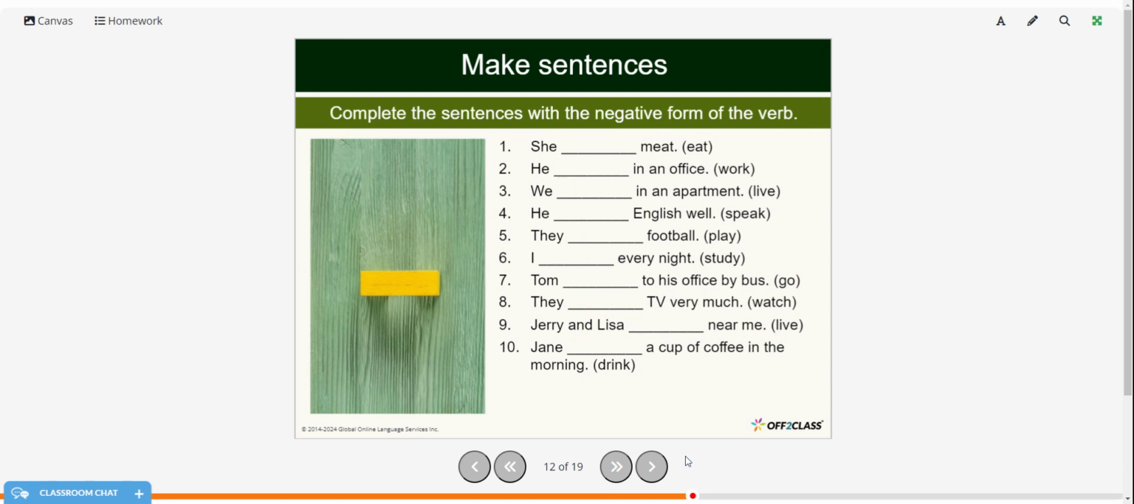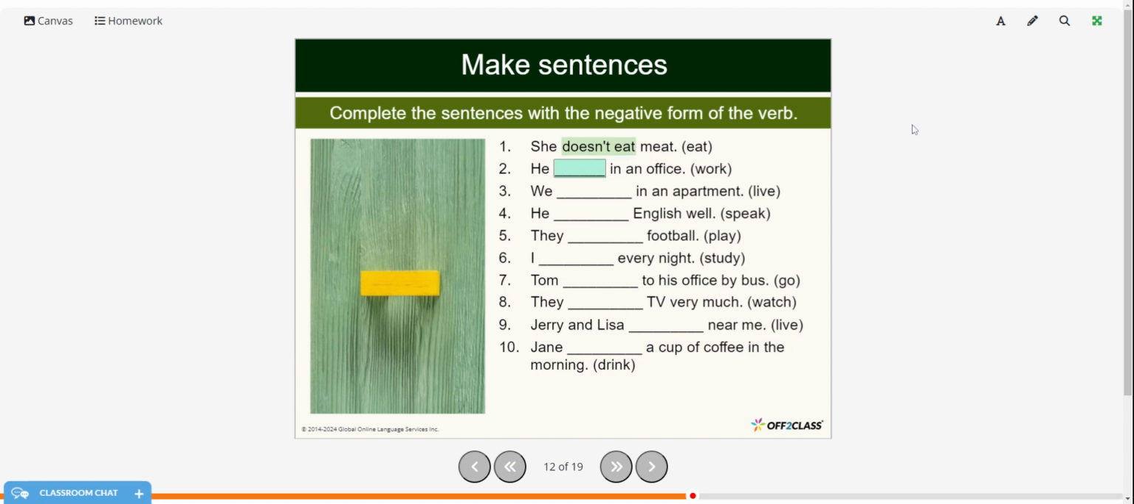All right, so now they want you to make some negative sentences. They give you the verb, so you have to make the negative sentence. We'll do the first one together as an example. So we've got she blank meat, and they tell us they want us to use the verb eat. So to make it negative, it would be she doesn't eat meat. So go ahead and try the rest on your own. You can pause the video while you do that, and then restart when you're ready to check your answers.